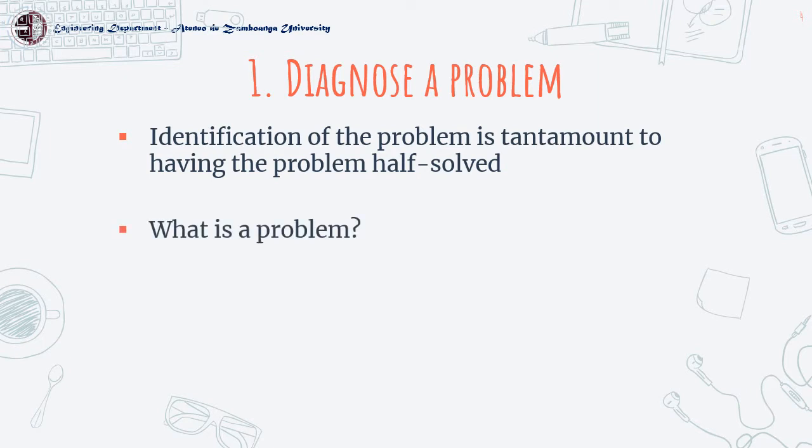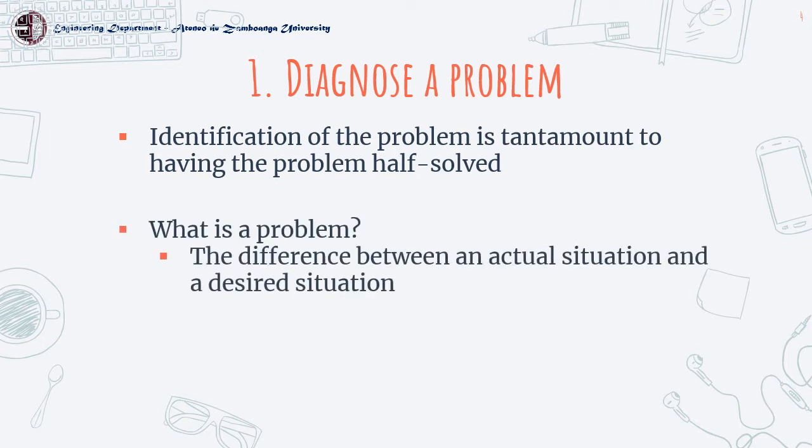So what is a problem? A problem exists when there is a difference between an actual situation and a desired situation. Now, identification of a problem is important in decision making because if you fail to understand or identify what the problem is, the solution or the decision that you're going to make may not be effective, or may not be addressing the correct problem.